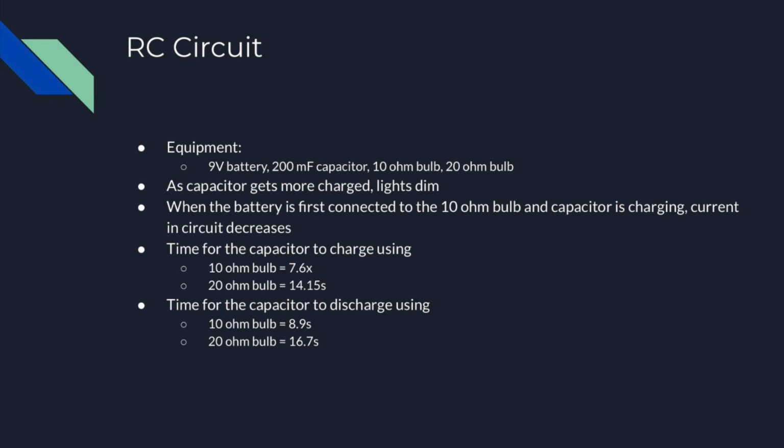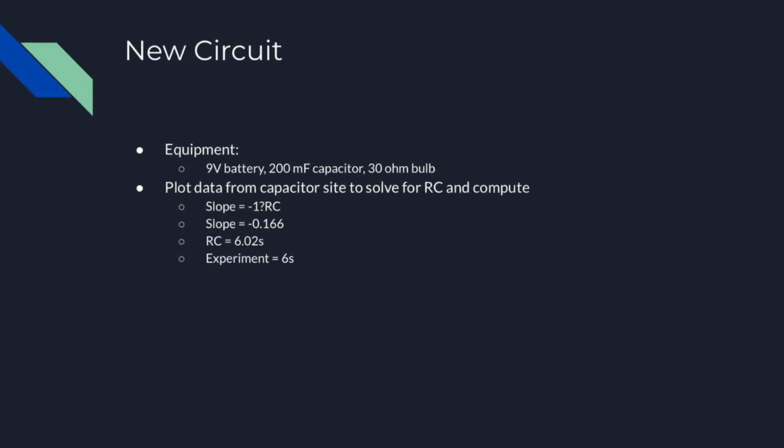The time for the capacitor to charge using the 10 ohm bulb was 7.6 seconds, and with the 20 ohm bulb was 14.15 seconds. The time for the capacitor to discharge using the 10 ohm bulb was 8.9 seconds, and for the 20 ohm bulb, it was 16.7 seconds.